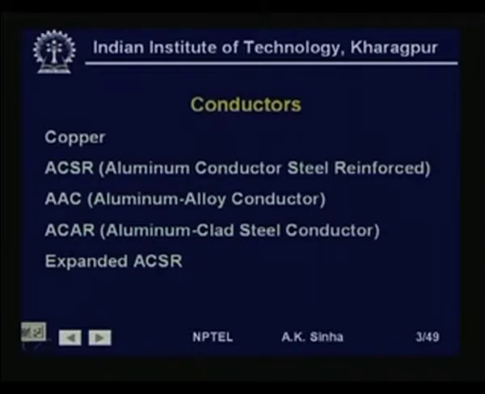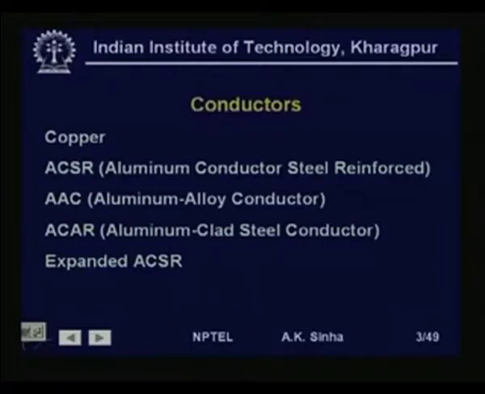The other conductors which are not so much in use, but have been used in some places, are all aluminum alloy conductors. These conductors are made up of aluminum alloy, so that it gives more mechanical strength to the aluminum conductor. We sometimes use aluminum clad steel conductors, that is, we have a steel conductor core on which aluminum is cladded. So, aluminum clad steel conductors are also used, but these are not so much in use.